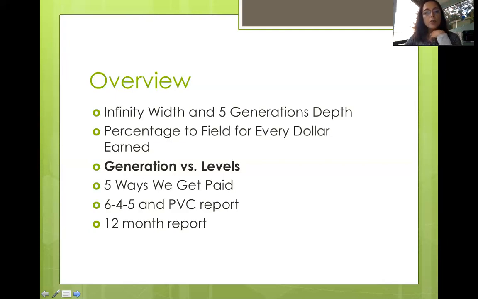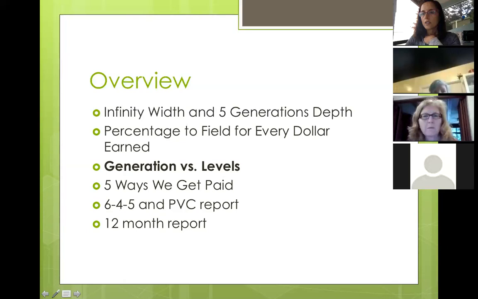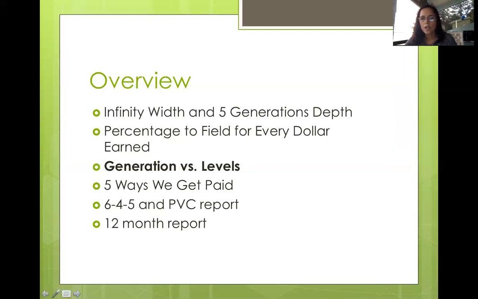Okay, next topic. I actually want to stop here and see if anybody has any questions. Anybody have any questions so far? It's all making sense? Okay, I'll just keep going then. Just raise your hand or stop and let me know if you have any questions. Okay, generations versus levels. Here, I'm going to go into explaining this.